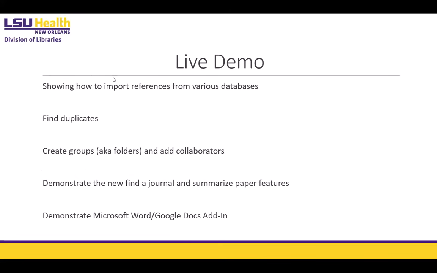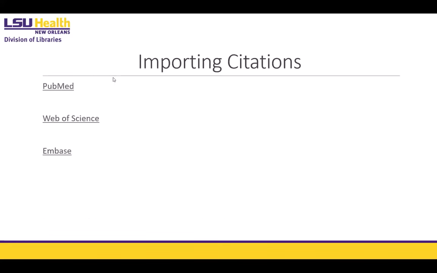So just again, what we're covering in the live demo is how to import references from various databases, the find duplicates feature in EndNote 25 to make sure we get rid of the extra citations that we found in different databases, creating groups, which are basically folders, and how to add collaborators to those groups. And then demonstrating how to find a journal and summarize paper features, and then the add-in in Microsoft Word and Google Docs. This will be the gist of today.